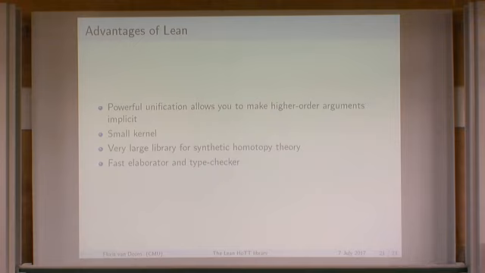As a conclusion, I will list some of the advantages and disadvantages of Lean. Lean has very powerful unification, which allows you to make higher order arguments implicit. When you have a transport or dependent path, you most of the time don't have to write the family over which you transport. It has a very small kernel, and it has a large library for synthetic homotopy theory. It's also very fast because it's written in C++ and has multi-core support, and a lot of effort has gone into performance. So the type checking is quick.